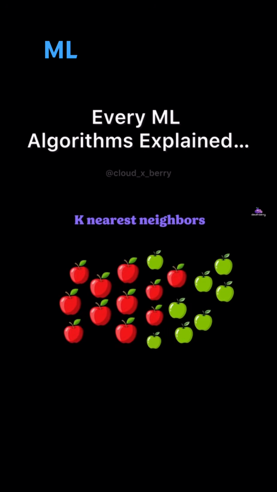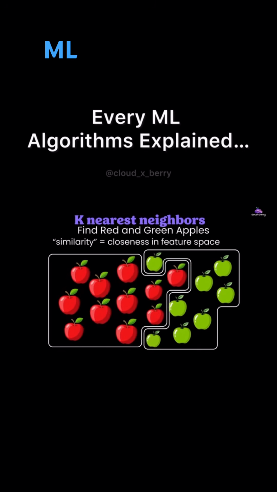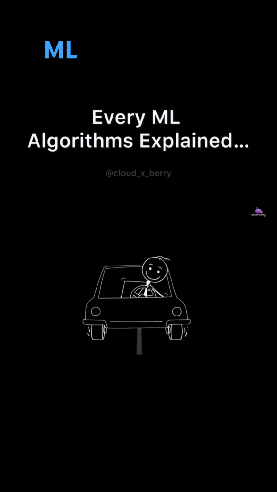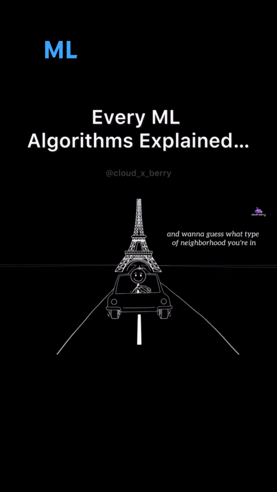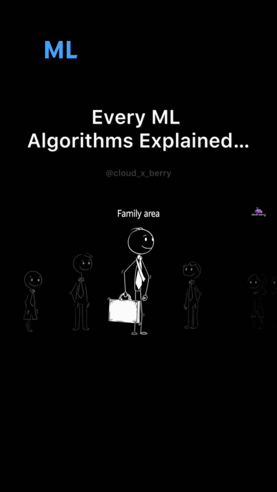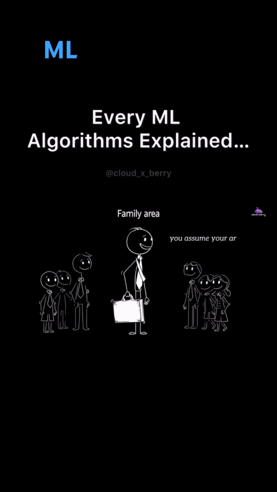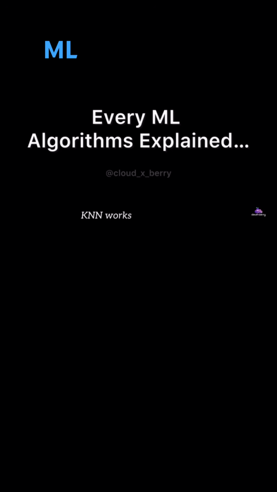Next is k-nearest neighbors, also known as KNN. This algorithm is extremely simple and works based on similarity. Imagine you move into a new city and want to guess what type of neighborhood you're in. You look at your closest neighbors. If most of them are families, you assume your area is family-oriented. KNN works the same way.